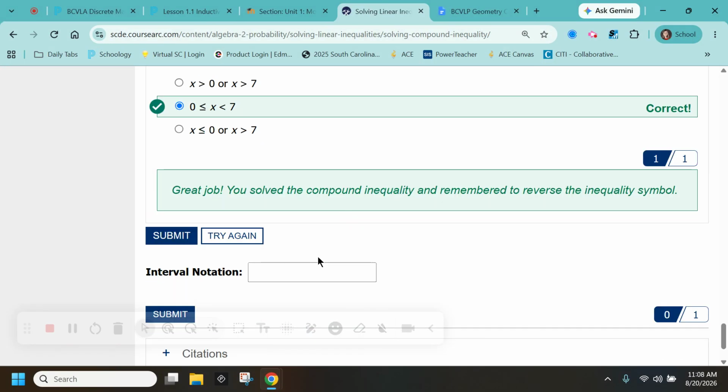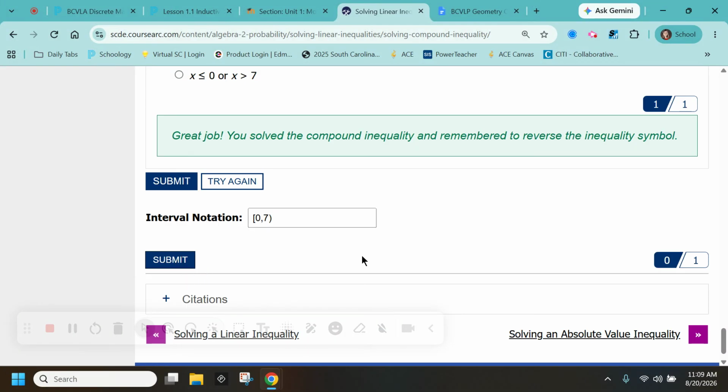And then written in interval notation. Since x is between 0 and 7, 0 is included. We have a square bracket, 0, 7, and then parentheses, because 7 is not included in that interval notation.